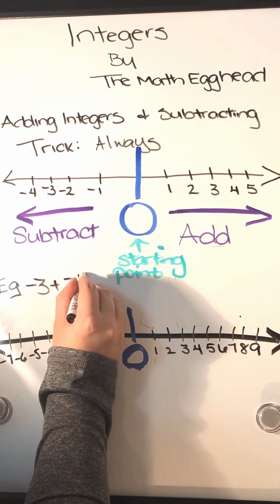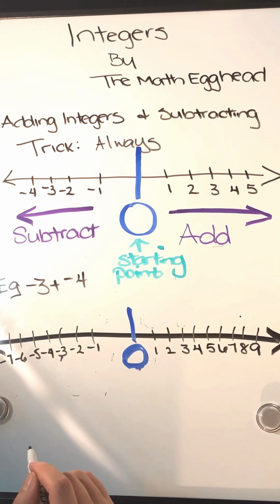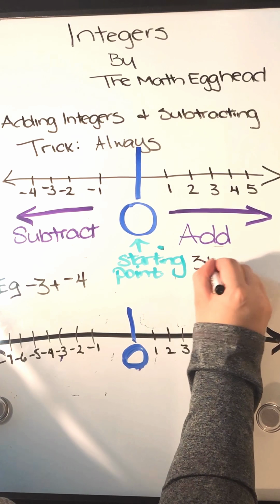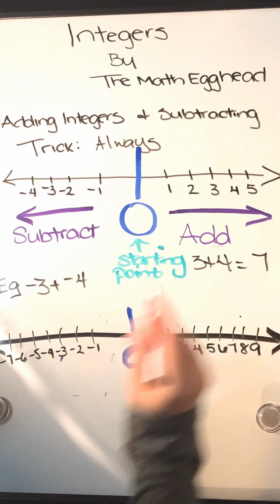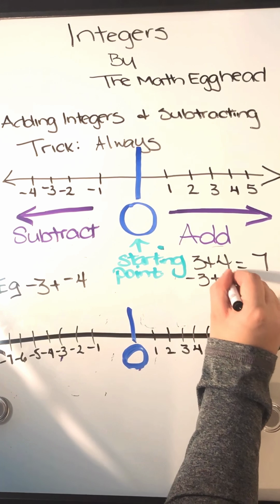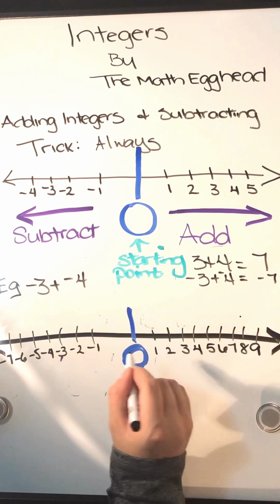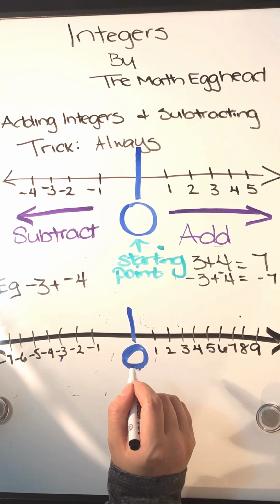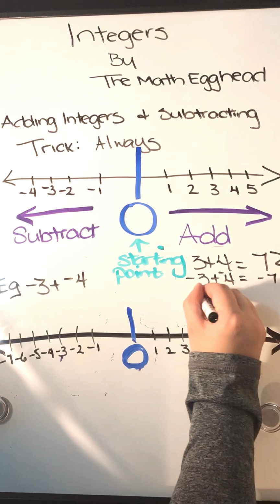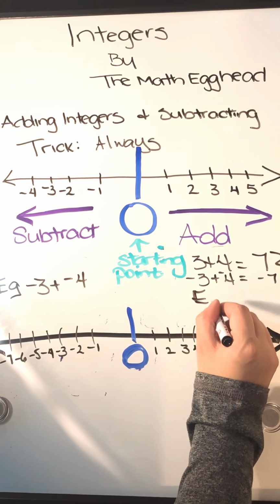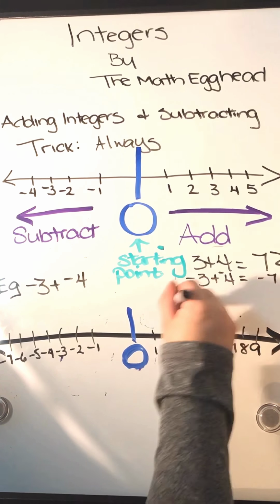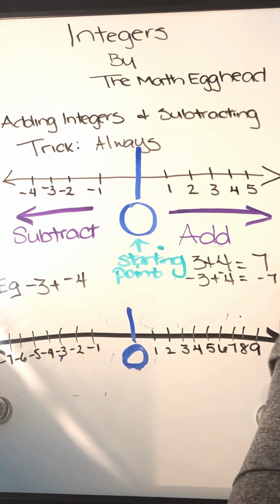What about negative 3 plus negative 4? How would you guys do that on the number line? Well, 3 plus 4, we know that it equals 7. And negative 3 and negative 4 equals negative 7. So they don't equal each other. Those are two separate positions on the number line. I was going to write equal, but as we all know, those two are not equal.